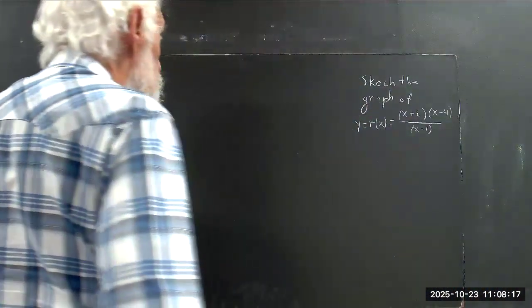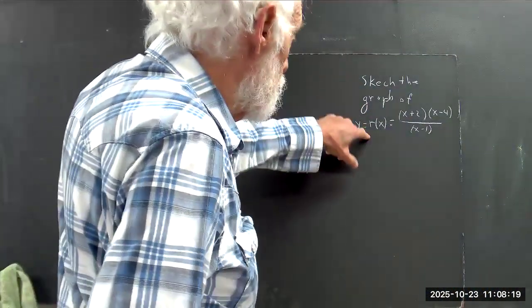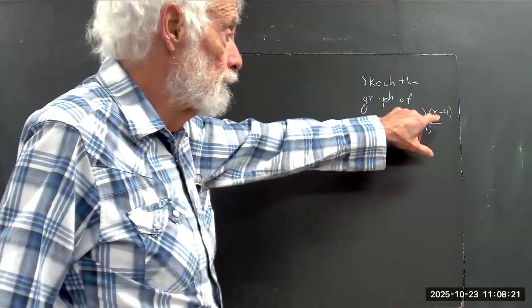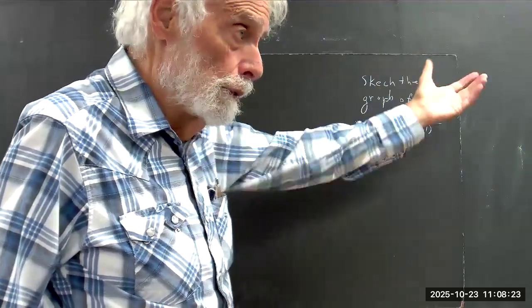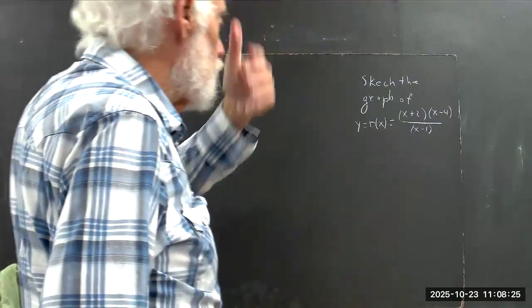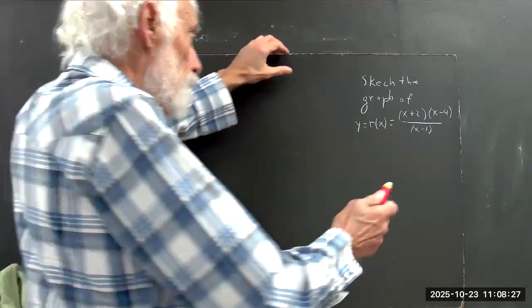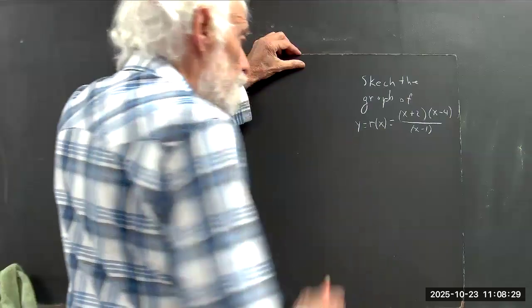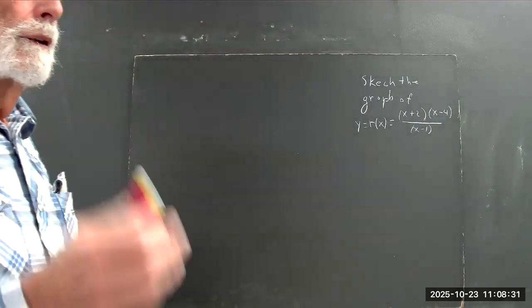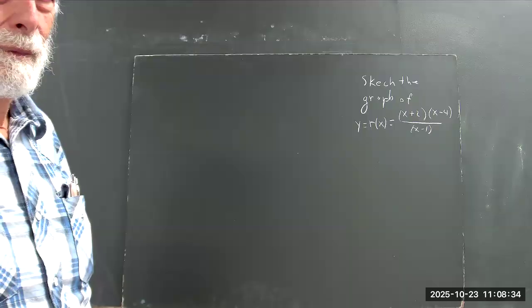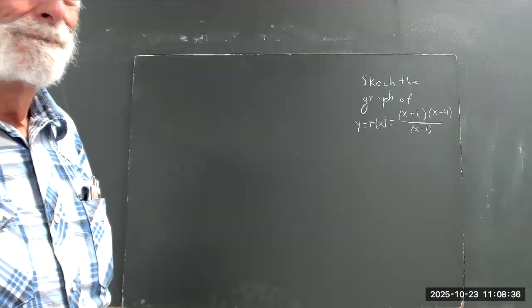We have the function y equals r of x equals (x plus 2)(x minus 4) over (x minus 1). We want to graph this. So again, I urge you to write out what you're doing. Okay.